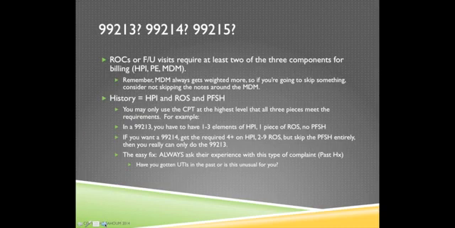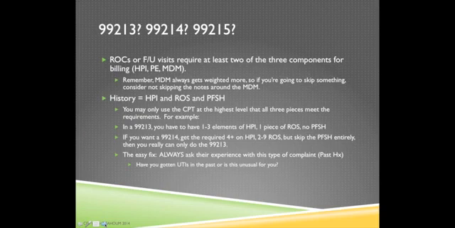History is history of present illness, review of systems, past family social history. With this piece of the three components for billing, you can only bill at the highest CPT code level that all three pieces meet the requirements. For example, for a 99213, you have to have 1 to 3 elements of the HPI, one piece of the review of systems, and you don't have to have anything in the past family social category. If you want to get that 99214, though, you can't skip anything. You have to get at least 4 elements on your HPI, between 2 and 9 systems on the review of systems, and you have to get at least one piece of the past family social. If you skip it entirely, you can only bill the 99213.